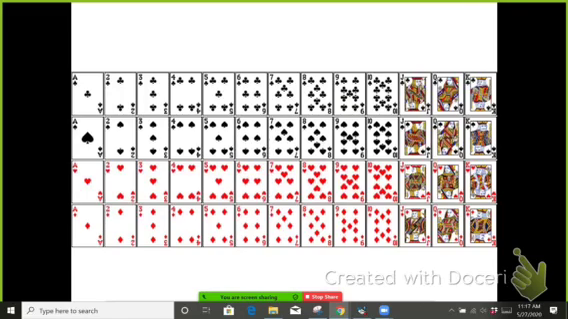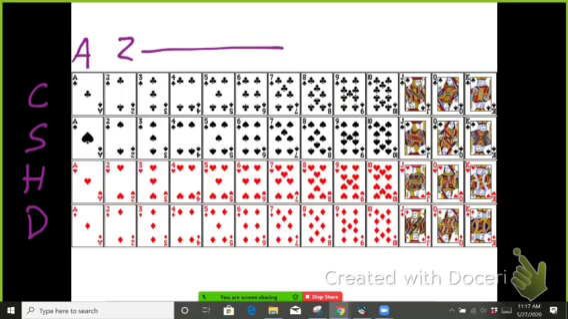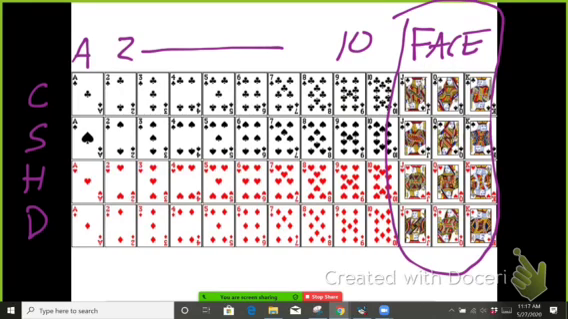So there are 52 cards total. There are 4 different suits: clubs, spades, hearts, and diamonds. And in each suit there's an ace, then 2 through 10, and then jack, queen, and king. These are called the face cards because they're the cards that have a face on them.